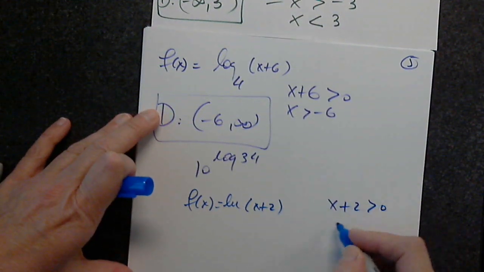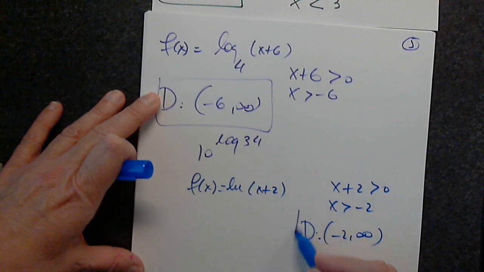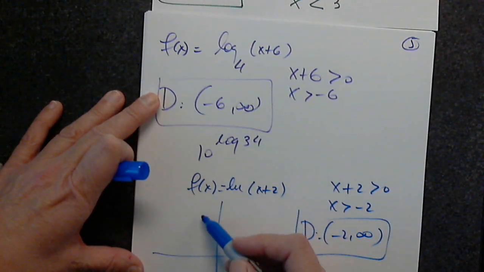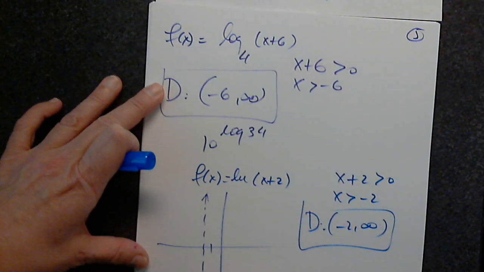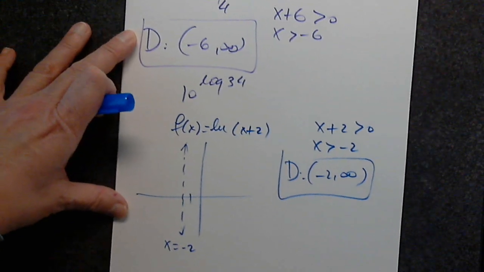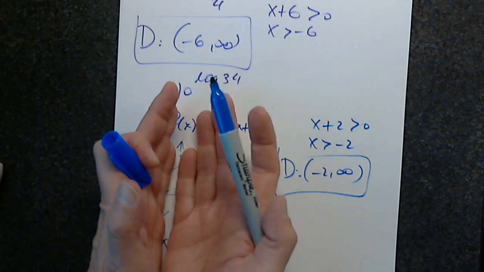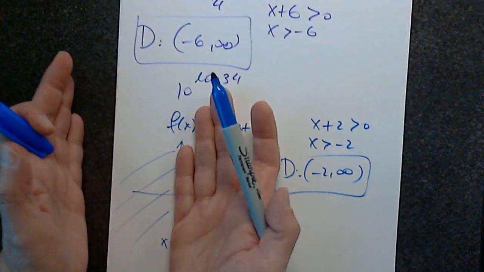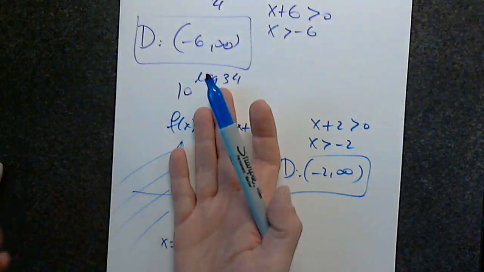Excellent. So if the domain is -2 to infinity, then the graph has to have a -2 vertical asymptote. We haven't discussed asymptotes, of course, not in this course. So anyway, if I see a graph to the left of -2, I'll say, oops, it cannot be it.